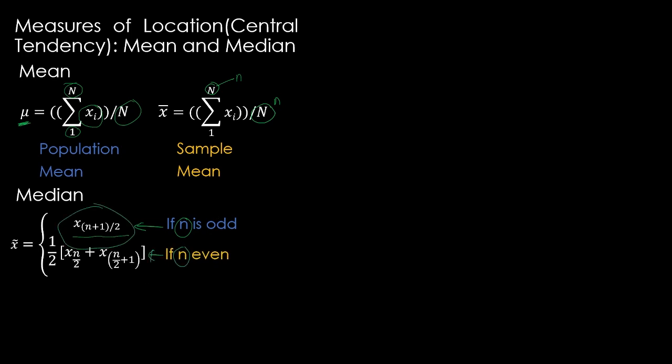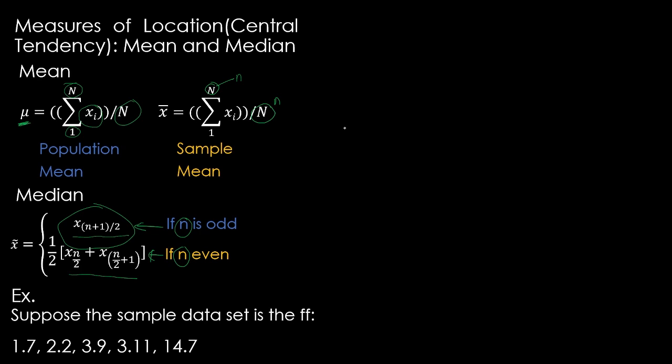This formula basically means that you need to take the middle data. But first, you need to write your data in ascending or descending order depending on your choice. We'll have examples later in order for you to visualize them clearly. And for the second part, if your n is even, you need to take the two middle values and take the average of those two. For example, suppose the sample data set is the following: 1.7, 2.2, 3.9, 3.11, and 14.7.